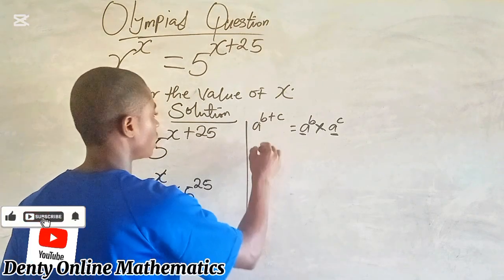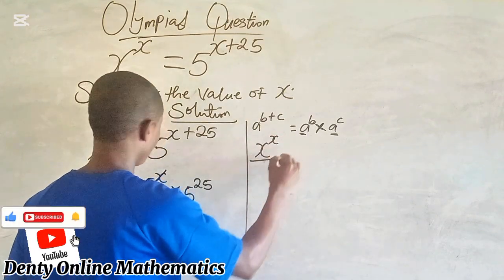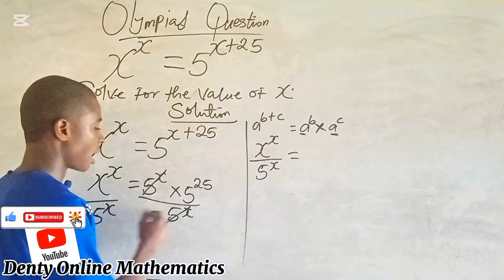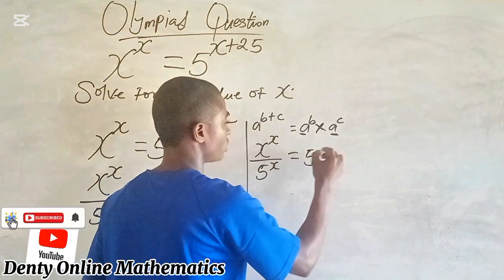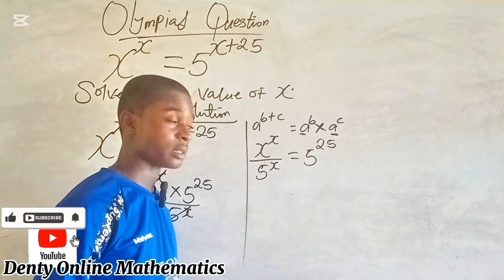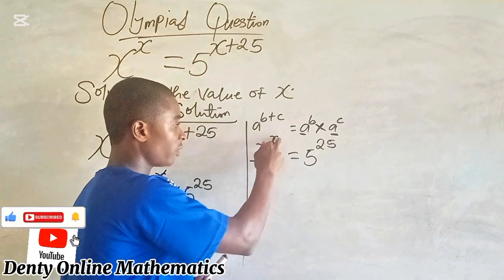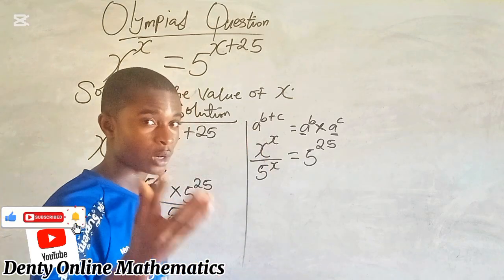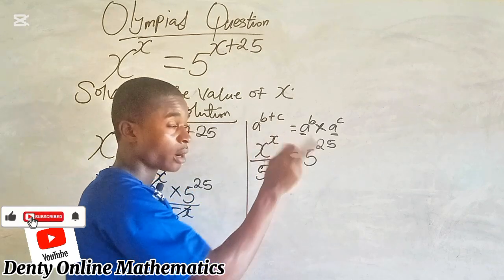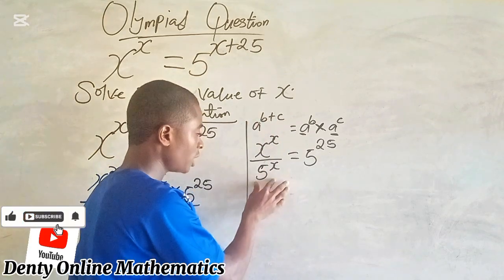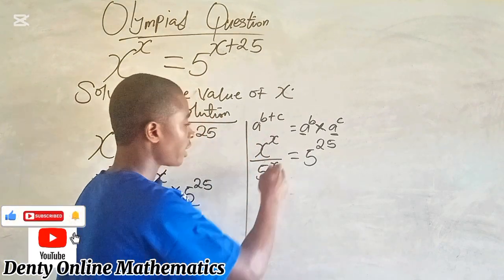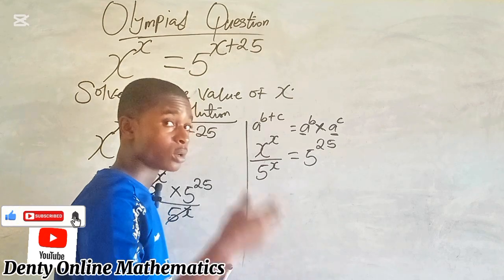Now I'm left with x raised to the power of x divided by 5 raised to the power of x to be equal to, these are already out, what is left is 5 raised to the power of 25. Now let's observe this again. We have x raised to the power of x, we have 5 raised to the power of x. So by observation, we can see that the numerator has x as the power, while the denominator also has x as the power. So they have a common exponent or they have a common power.